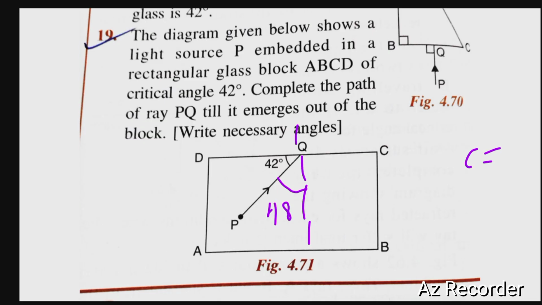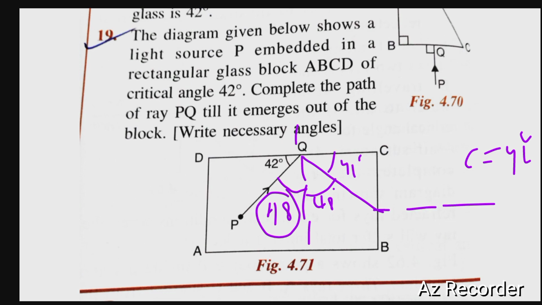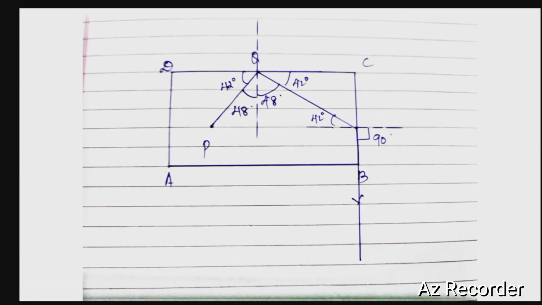Given that the critical angle is 42, it is clearly evident that the angle of incidence is greater than the critical angle, so the light ray rebounds back at the same angle, 48 degrees. Since this is 48, this angle will be 42. So if we draw a normal over this surface, this angle will also be equal to 42. Since the angle of incidence is equal to the critical angle, the light ray will pass along the surface BC. Okay, this is the explanation.